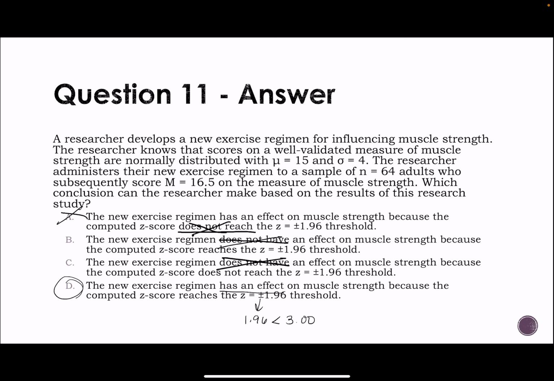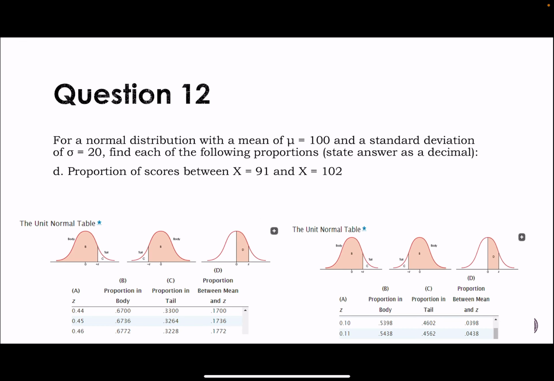All right, last question. It says for a normal distribution with a mean of 100 and a standard deviation of 20, find each of the following proportions. And really, we're just going to do the very last one. Everybody else, I think, for the A, B, and C had those right. This was the only one where we were kind of struggling. So what we're going to do is find the z-score for 91. So we're going to do 91 minus 100 divided by 20. So this is negative 9 divided by 20, which is going to be negative 0.45.